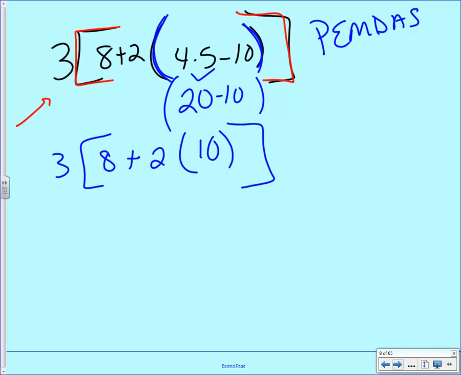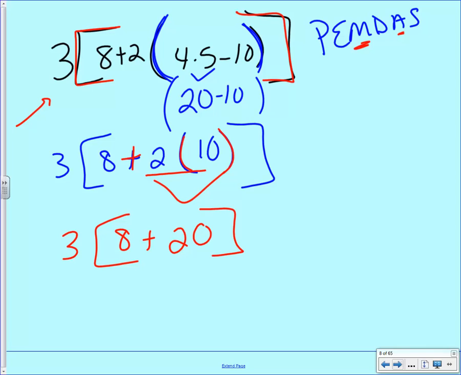So inside the brackets, I have an addition problem between the 8 and 2, and then I have a multiplication problem between this 2 and the 10. So according to my rules up here, I get to multiply before I get to add. So I'm going to multiply first, and 2 times 10 gave me 20, and I'm going to bring down the plus 8, my brackets, and that 3 on the outside.